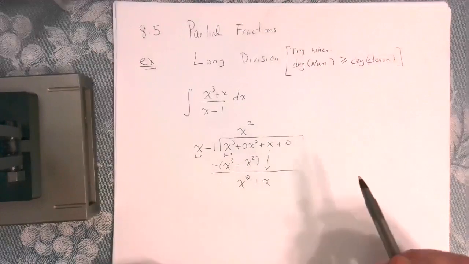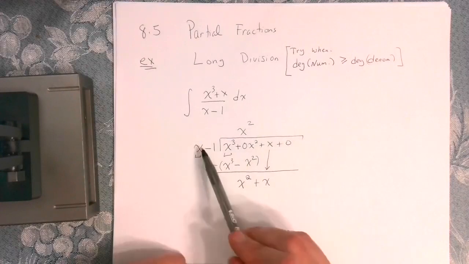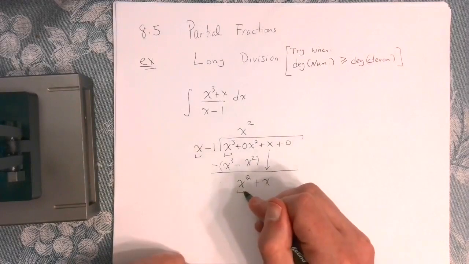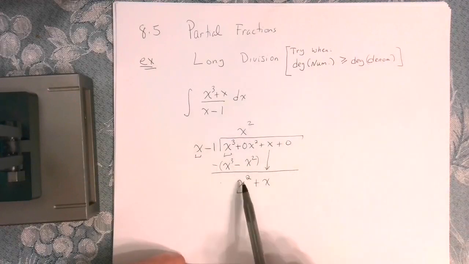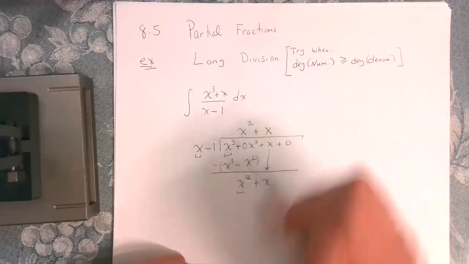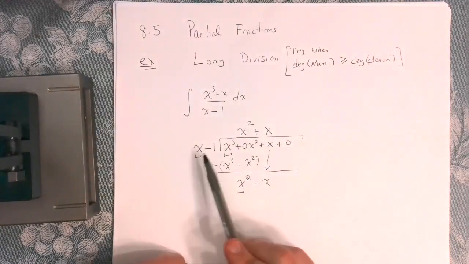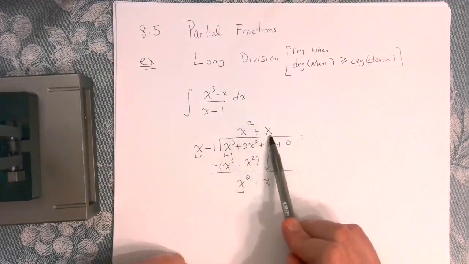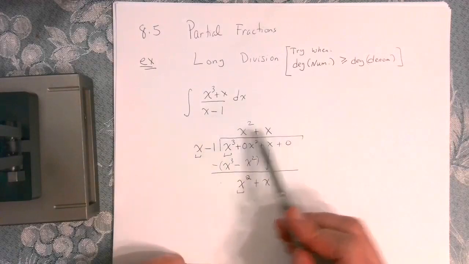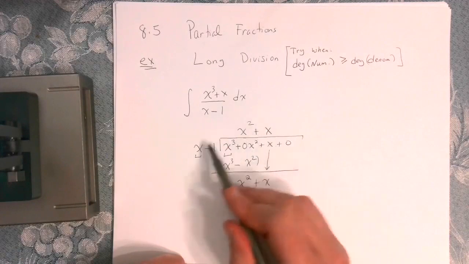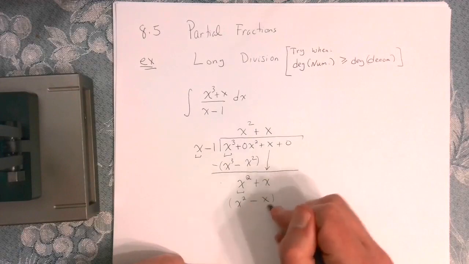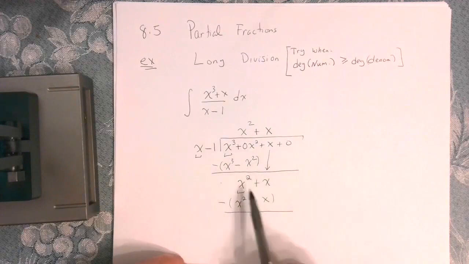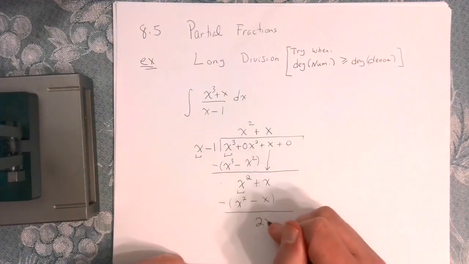Well, if that made sense, you're just going to do the same process again. You look at the first terms and say the same thing: this times blank equals this. Well, that times x equals that. So it's x, so plus x. And then again, you multiply, distributing, and then subtract. This minus this is 0. This minus this is, well, 2x.